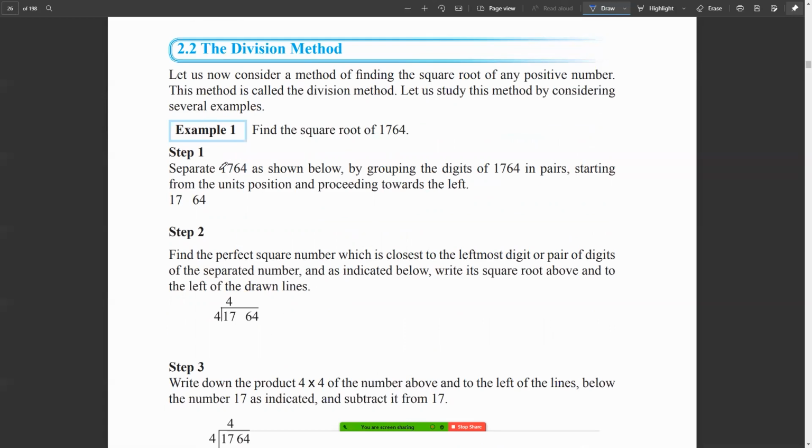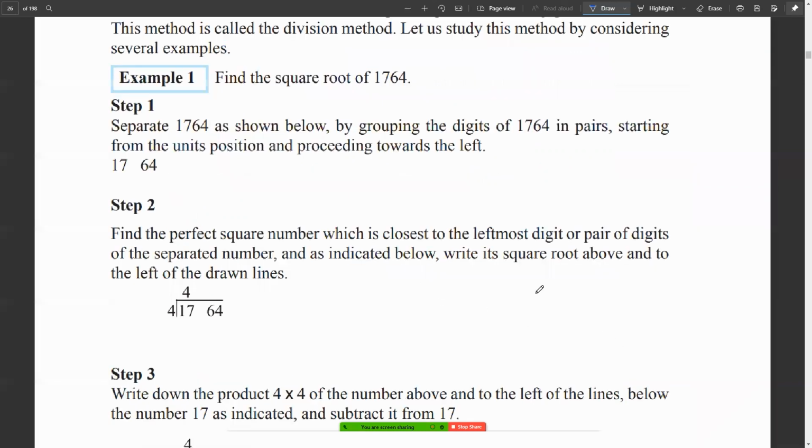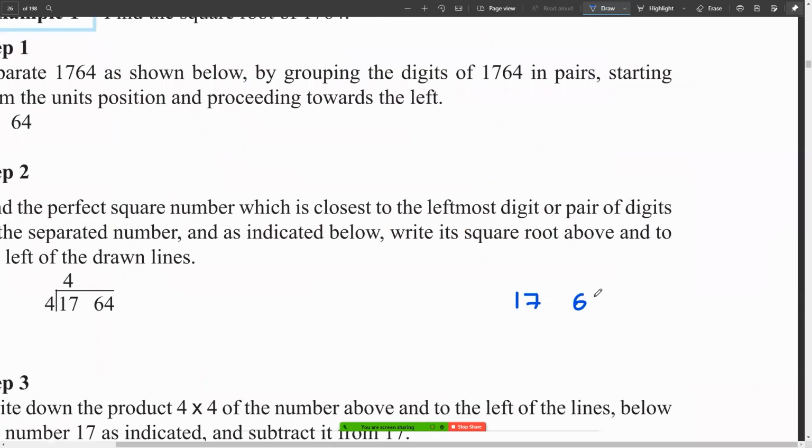Here they ask us to find the square root of 1764. In this kind of situation, the methodology is that you need to write this value by dividing the digits 2 by 2, like this. In the question you are asked to find the square root of 1764. So the value should be written like this: 17 and 64. Then you have to put this symbol.